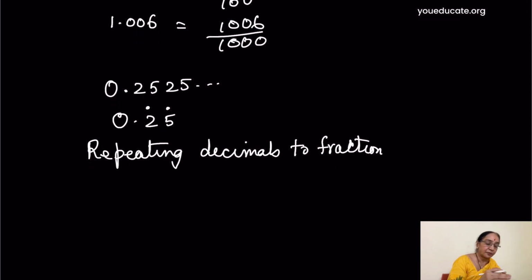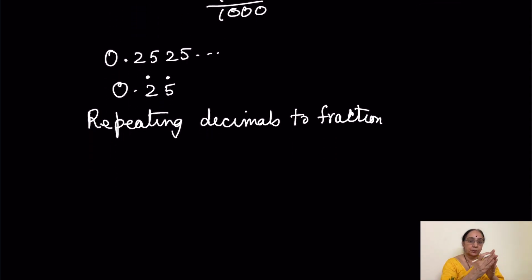See, you know that a fraction can be converted into a terminating decimal or a repeating decimal. Now we know it's very easy to convert a terminating decimal to a fraction. Now we are going to study how to convert a repeating decimal to a fraction. So this involves one small process.